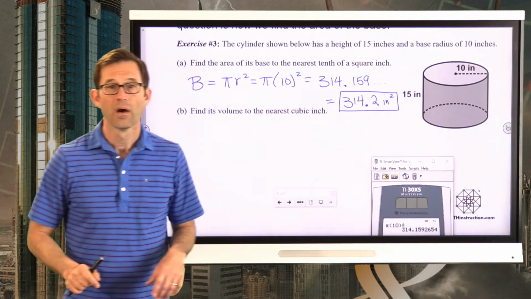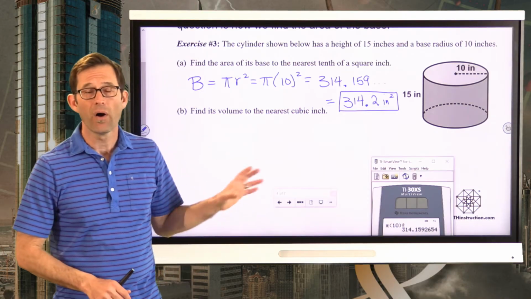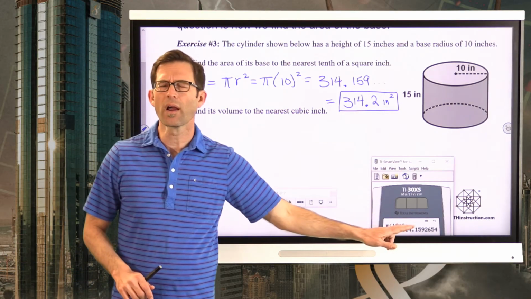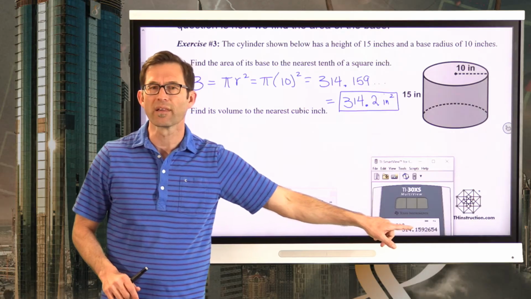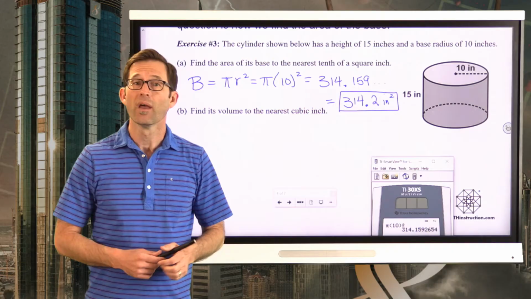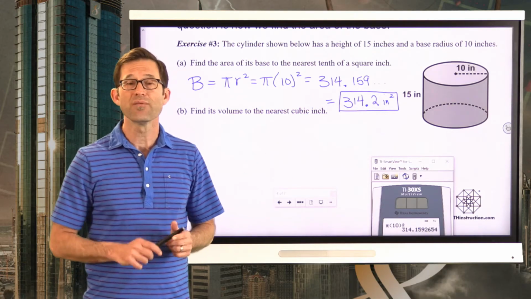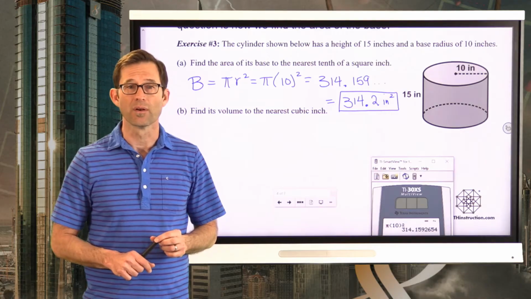Okay, all right. Simple enough, right? Now, to find the volume, what we want to do is take our area, use the more lengthy decimal version down here, and multiply it by that height, and then we're going to round, at least in this problem, to the nearest cubic inch. So pause the video now and find the volume of this cylinder.